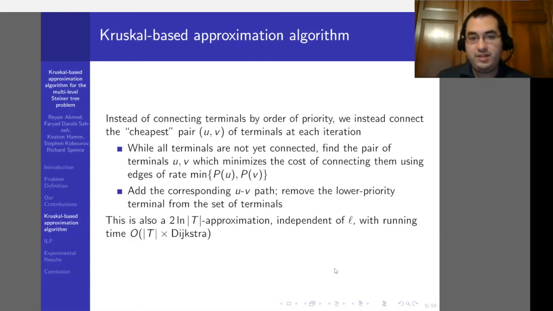So once all of the terminals are connected to form a subgraph, then we can easily prune away cycles so that the result is a tree. We can do this by removing an edge from each cycle that has the lowest rate. So using similar techniques, we can also show that this is also a 2 times the natural log of t approximation, which is independent of the number of priorities or levels L. And the running time is also O of t times the running time of Dijkstra's algorithm on an n-vertex graph.